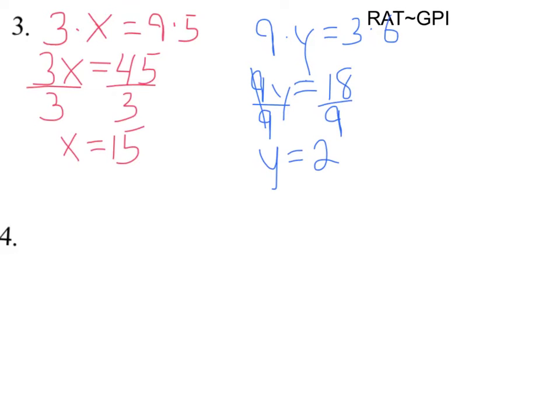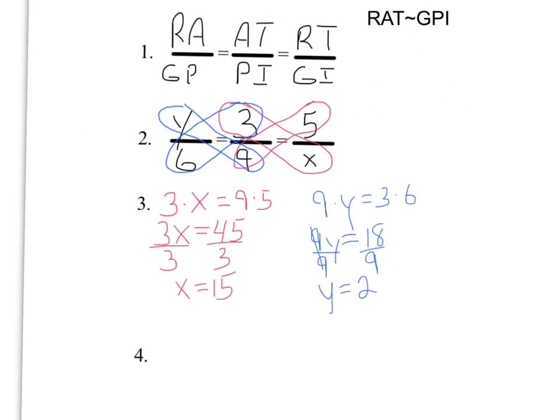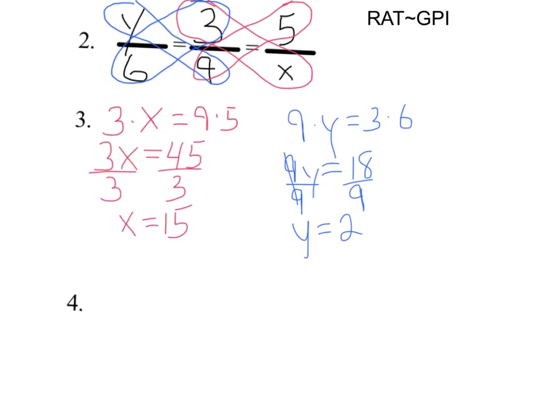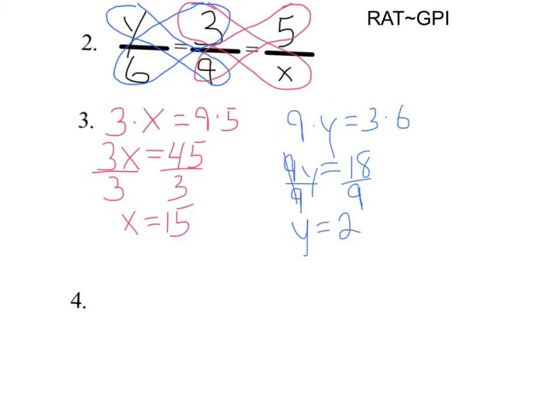We'll take both of our x for 15 and our y for our 2, and we will substitute those right back in here for our y and our x, and we will rewrite this statement down here in step 4. So let's see. We have y is 2, and that would be over the 6. That equals the 3 and the 9, which also equals the 5 and the 15.